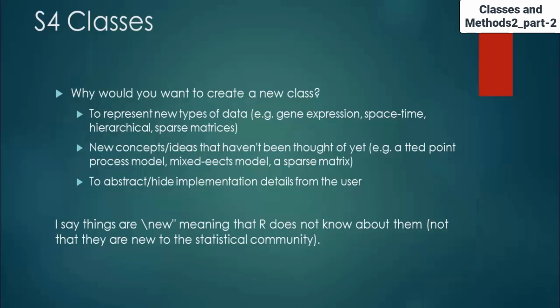Another reason is to abstract or hide implementation details from the user. I say things are new, meaning that R does not know about them. Not that they are new to the statistical community, but R does not know about them. So if you are working in a very niche field, which is not related in any way close to R programming, you can create new classes for your own purpose.